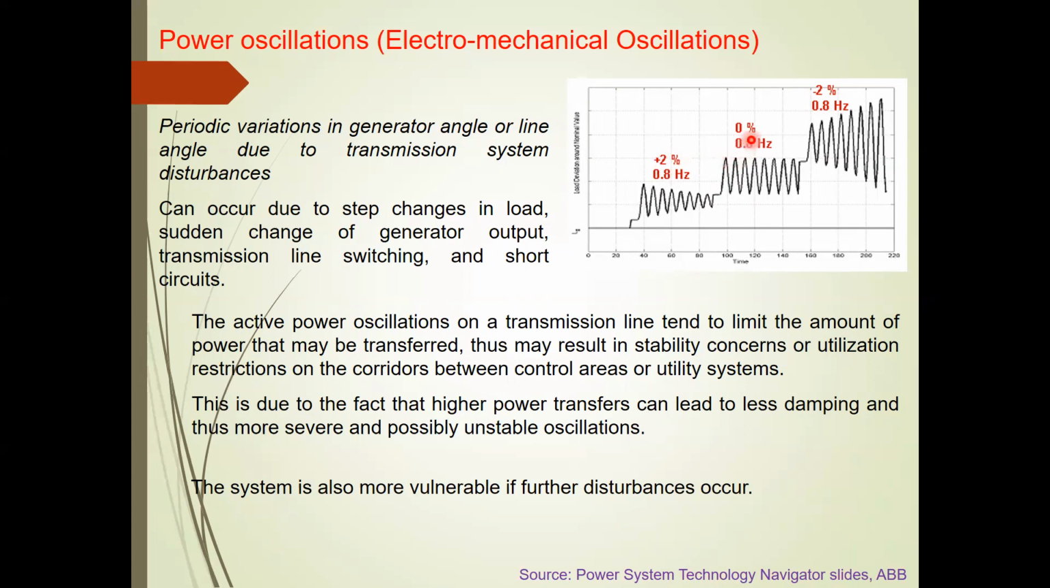But if the damping ratio or the damping factor is 0%, for the same frequency of oscillation, the oscillation will persist. It will be a constant amplitude oscillation. And if there is a poor or negative damping, then for the same mode and frequency of oscillation, the oscillation amplitude keeps on increasing here. So the damping, whether negative, zero, or positive, is important for the power oscillations here.